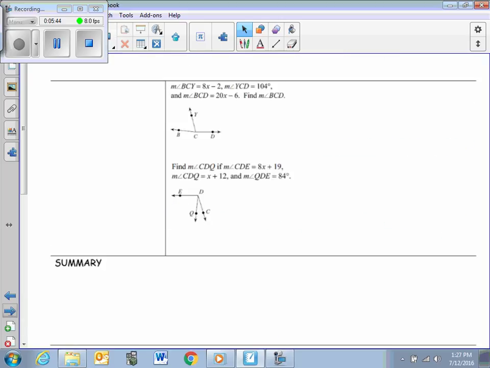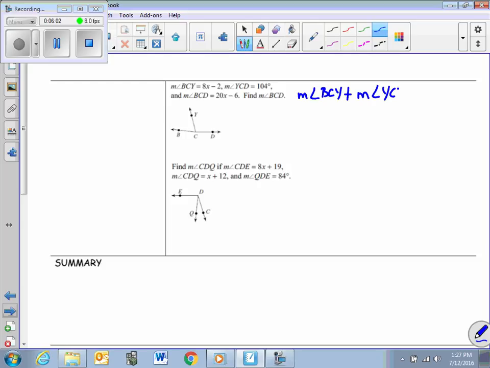So I imagine we've got a couple of examples here. Let's see what we have. Let's just start out by writing our angle addition postulate. So I know that the measure of angle BCY plus the measure of angle YCD equals the measure of angle BCD.